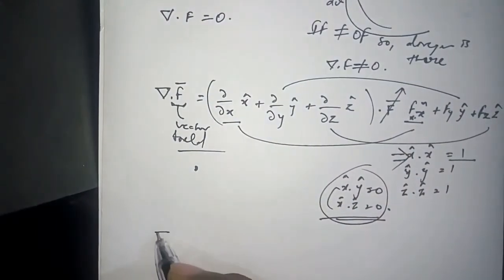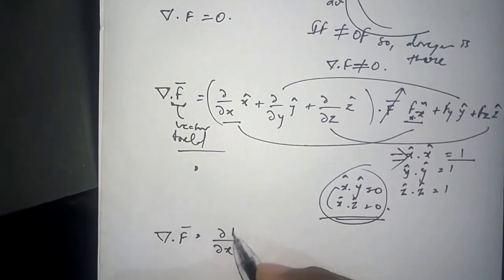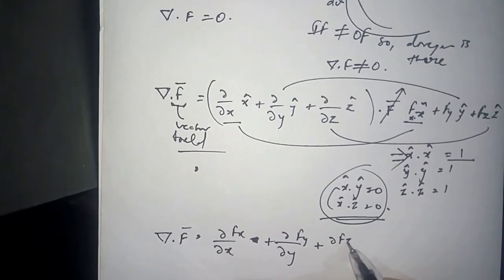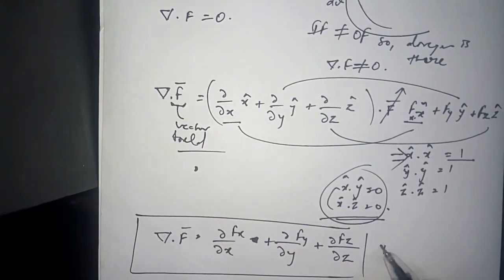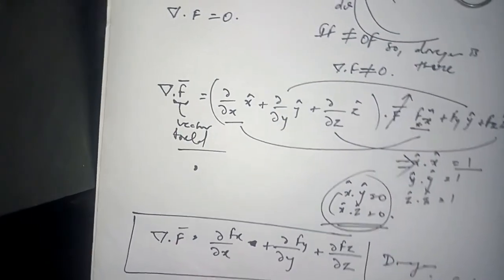Okay, so by multiplying we have del fx by del x, plus del fy by del y, plus del fz by del z. So this is the formula of divergence in Cartesian coordinates.